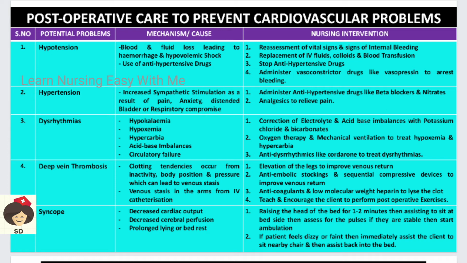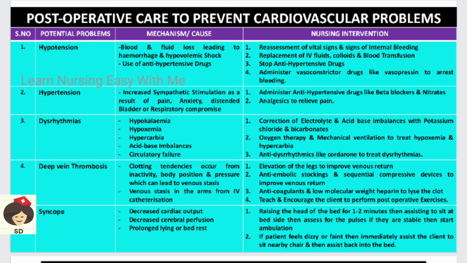And patient may also go for hypertension if there is increased sympathetic stimulation, pain, anxiety, and also if there is bladder retention and the bladder is distended, and also if there is respiratory compromise. Okay, so if there is increased respiration or problems with respiration, patient can go for hypertension. So here you can give antihypertensive drugs like beta blockers and nitrates to decrease the BP, and for pain you can give analgesics so that it will prevent the sympathetic stimulation, so that the patient's BP will come down.